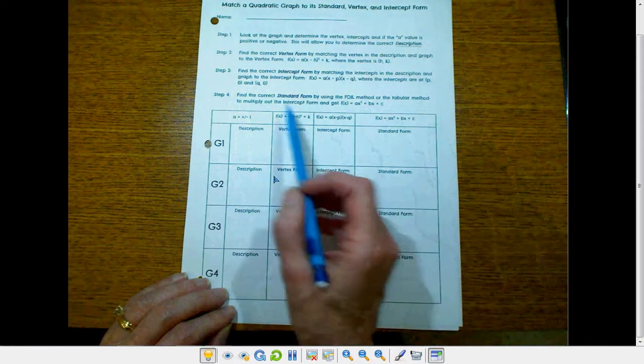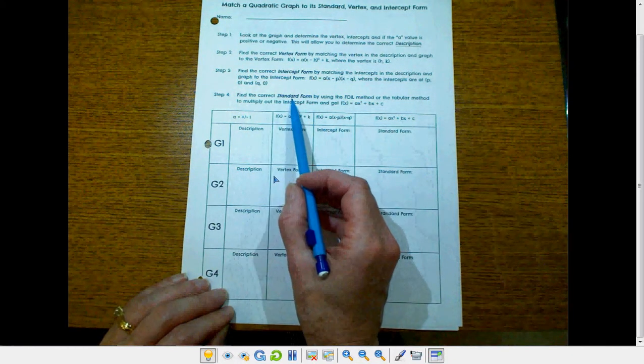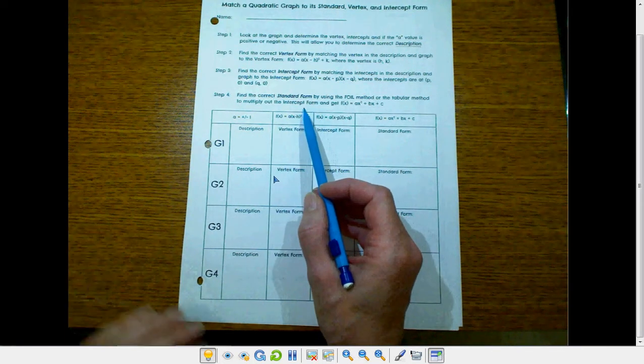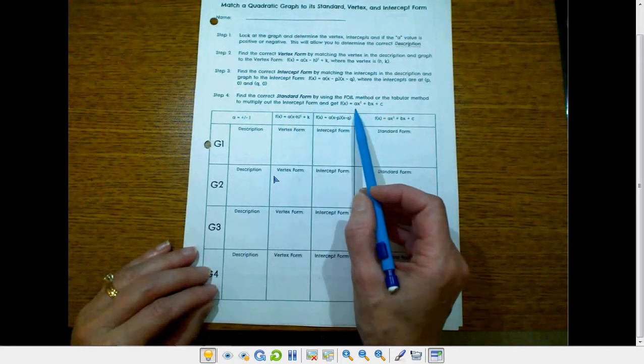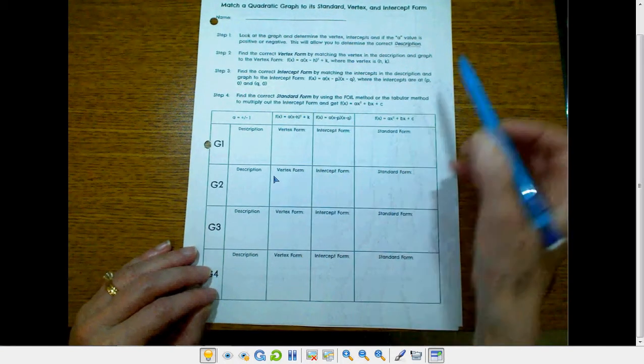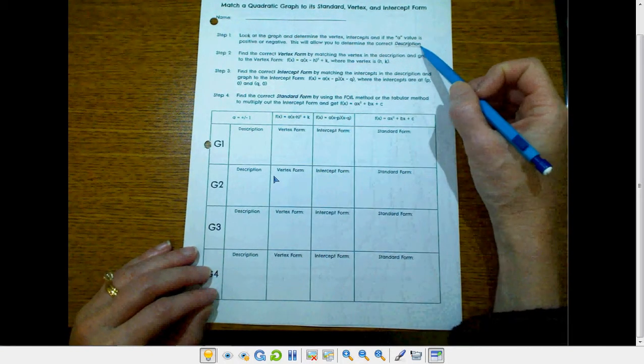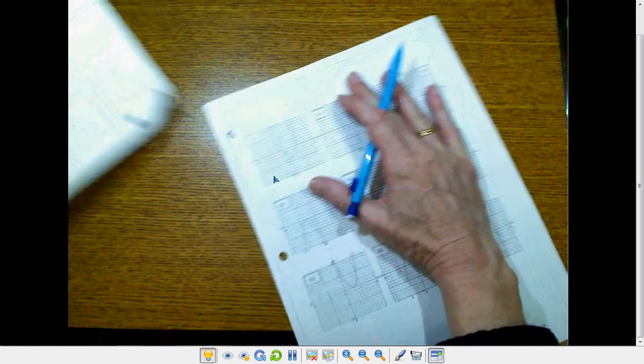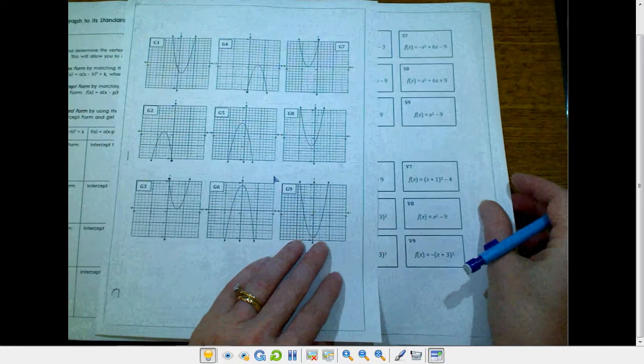And finally, you're going to find the correct standard form by using the FOIL method or the tabular method to multiply out the intercept form and get standard form. So the first thing we're going to do is look at the graph and find the description. So I'm just going to tear these papers apart. I purposely copied them so you can have them all laid out in front of you.